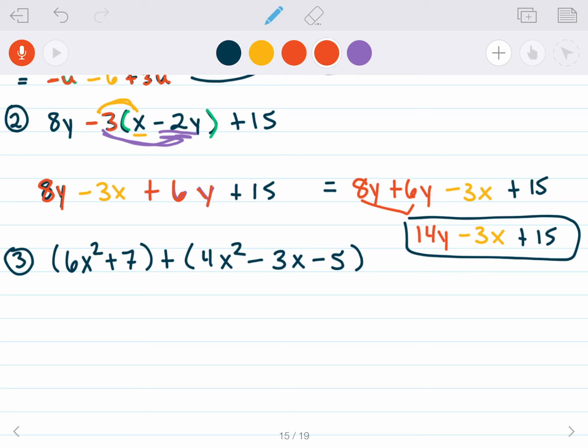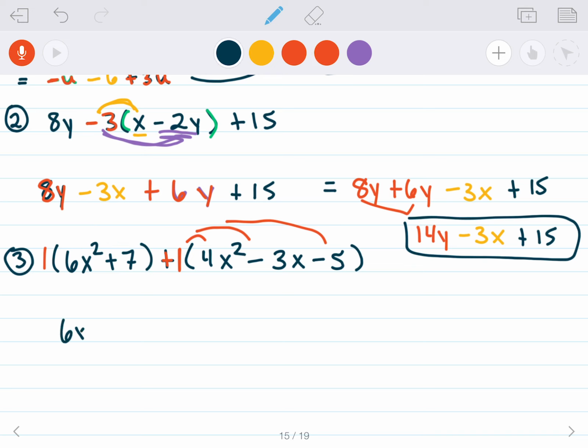Notice that this plus right here has an understood 1 in front of it. So essentially we're just multiplying all of these by positive 1, okay? And then this guy has a 1 understood in front of it, so you're really just multiplying everything here by positive 1, but that's kind of just like getting rid of the parentheses. So that's what I'm going to do first.